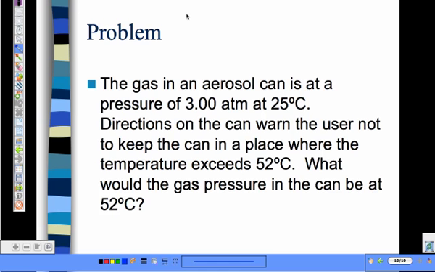If we have P1 over T1, our initial pressure is 3 atm. What's our initial temperature? Yep. And that is equal to, we're looking for our new pressure, P2 over T2. 52 degrees Celsius is how many Kelvin? 325. Okay, so what's our new pressure?